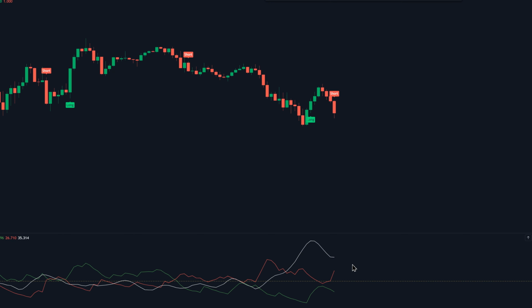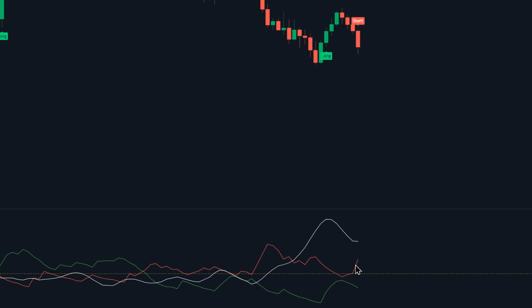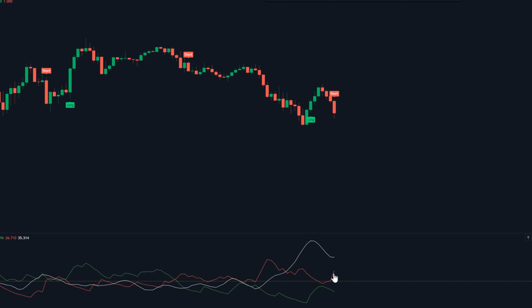Condition number two is that we need the negative directional indicator, this red line, to be above the green line to indicate that the bearish momentum in the market is higher than the bullish momentum. All these conditions need to align on the signal candle for the entry to be valid. If any of the conditions isn't met by the time the short signal is printed, you simply skip that setup.